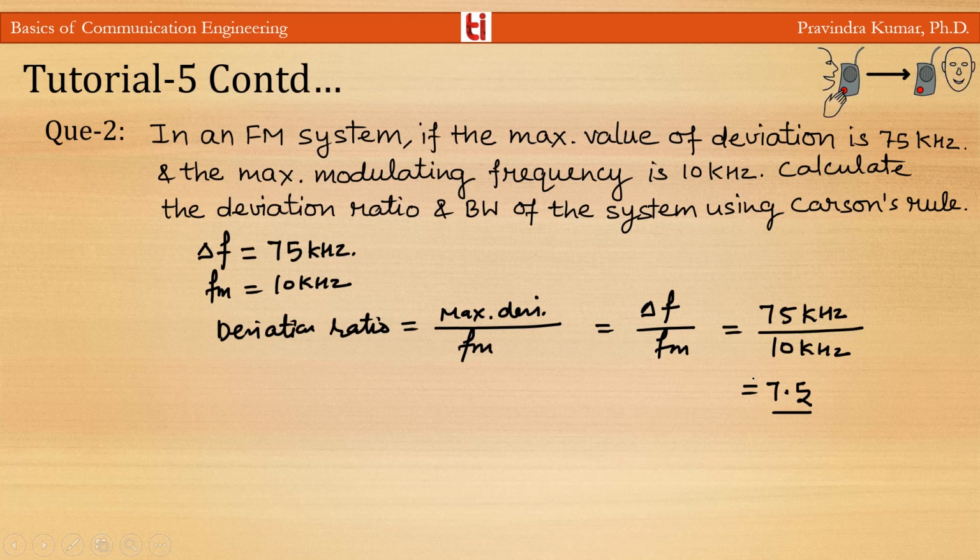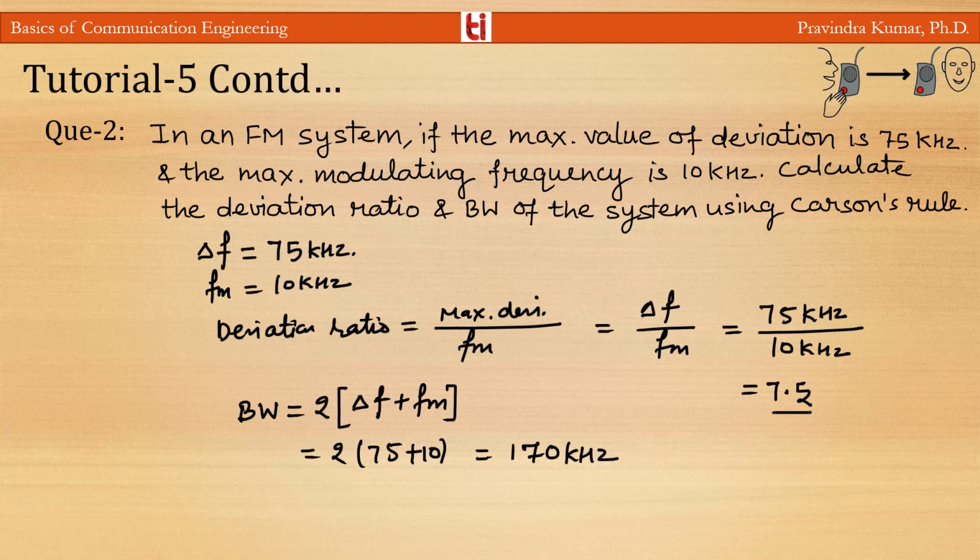Now the bandwidth of the system using Carson's rule. With Carson's rule, the bandwidth of the system is 2 times the deviation plus the modulating frequency. It is 2 times (75 plus 10), which is equal to 170 kilohertz. This is the bandwidth of the system.